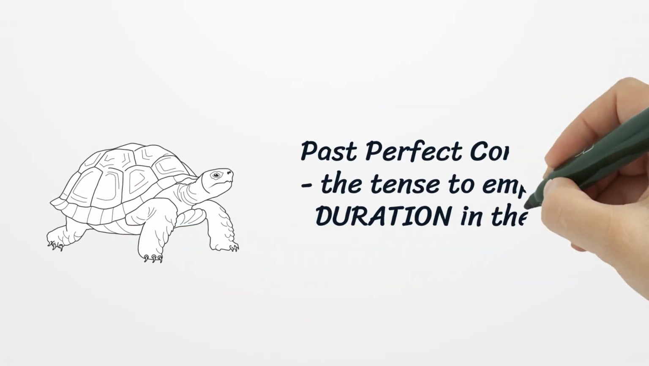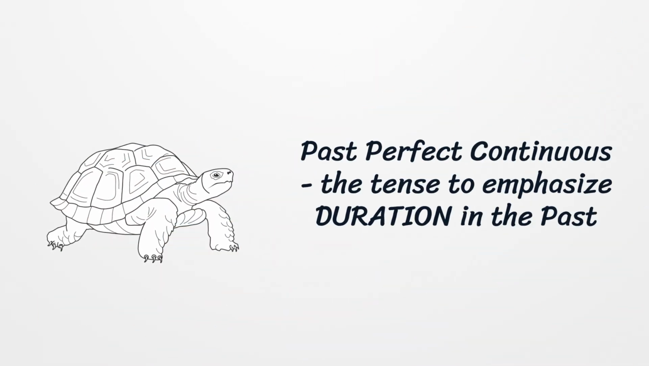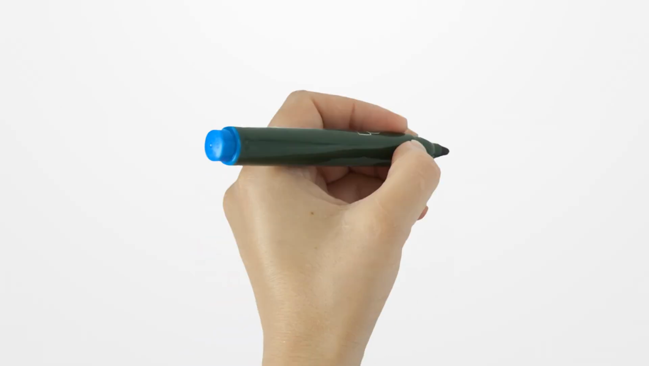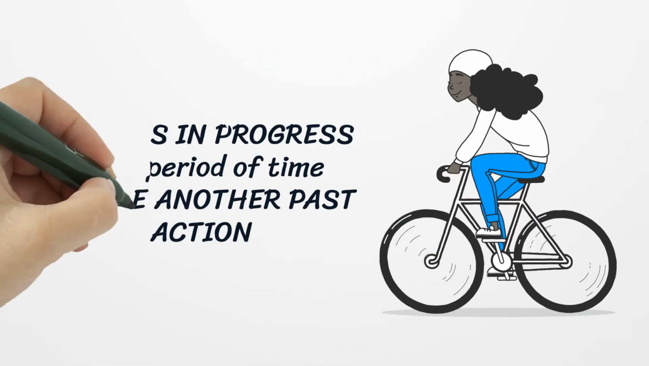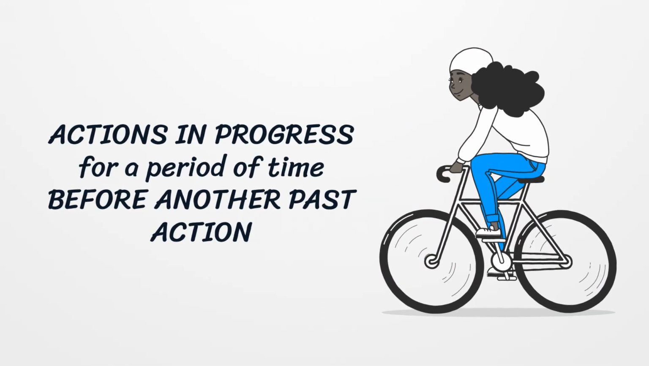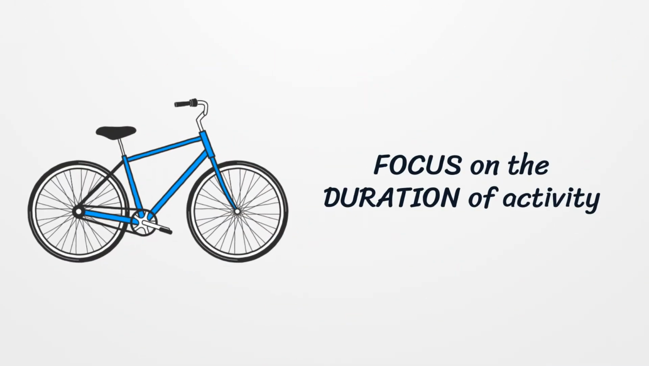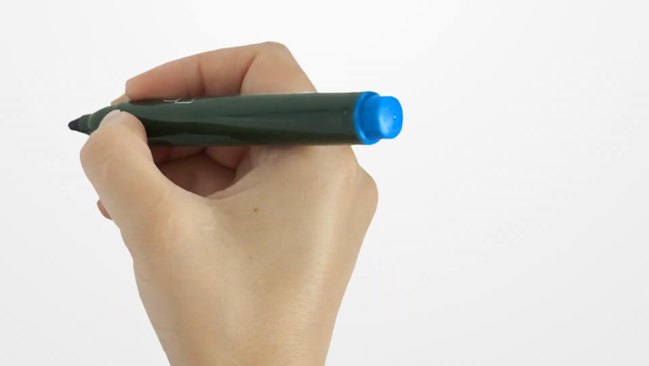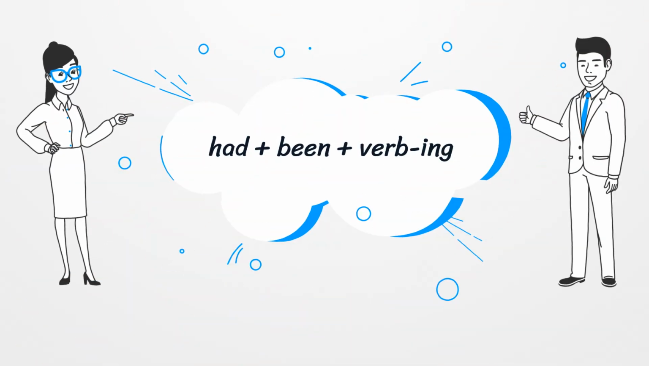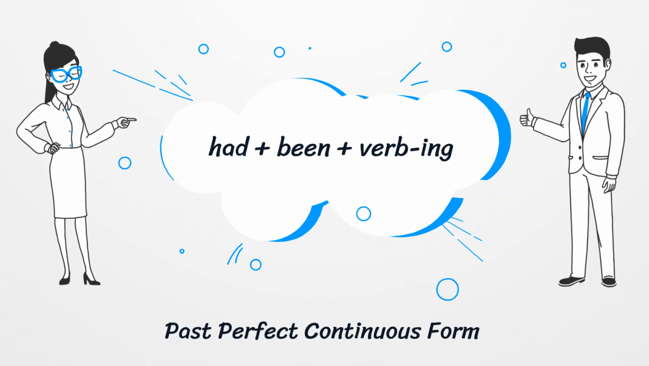Finally, the past perfect continuous, the tense to emphasize duration. We use this tense for actions that were in progress for a period of time before another past action. The focus is on the duration of the activity in the past. To form the past perfect continuous, we need to add the -ing form of the main verb to had been, which indicate the perfect, completed, and the continuous aspects of this tense.